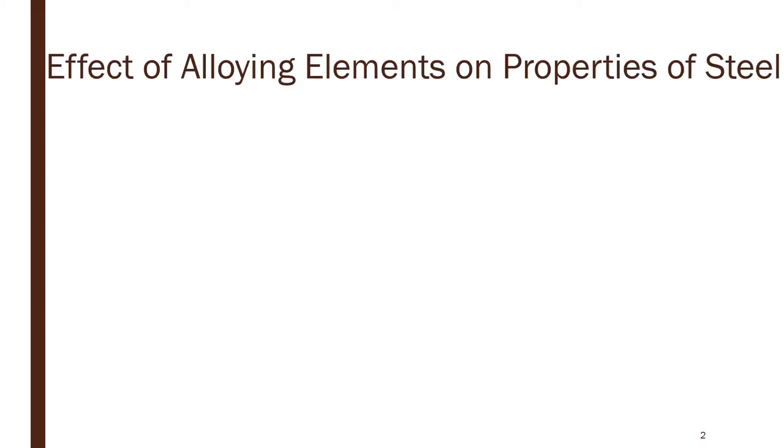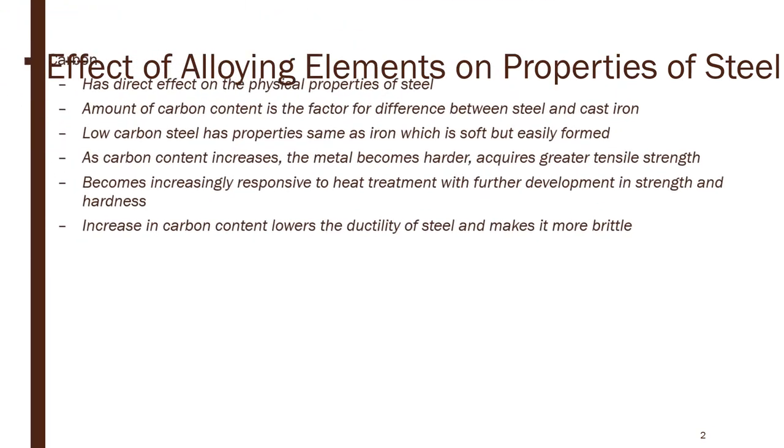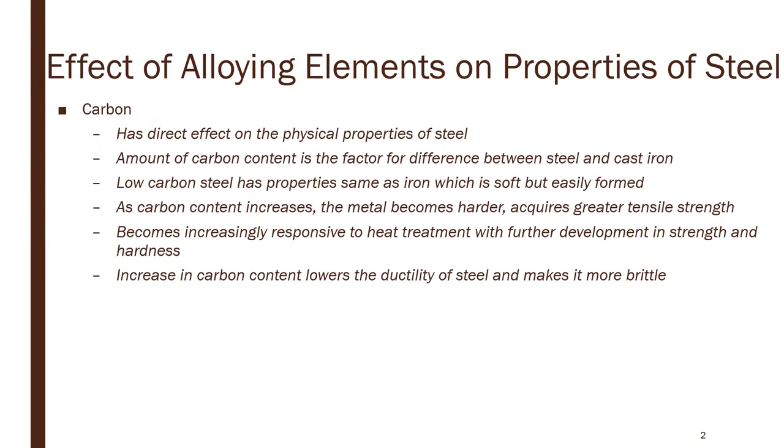So now before going into the different classification, you'll see the effect of alloying elements on the properties of steel. There are many elements which vary the properties of steel when you add them in different proportions. So first one we'll see, that is carbon. What happens when you add carbon? Carbon is the most important alloying ingredient in steel because it has a direct effect on the physical properties of the steel. So there will be a direct change.